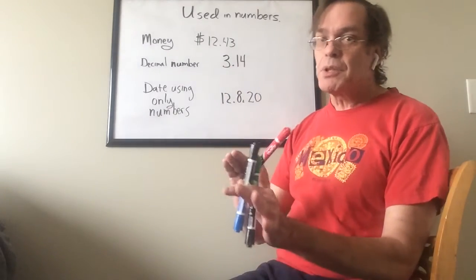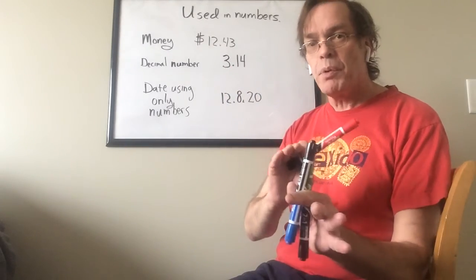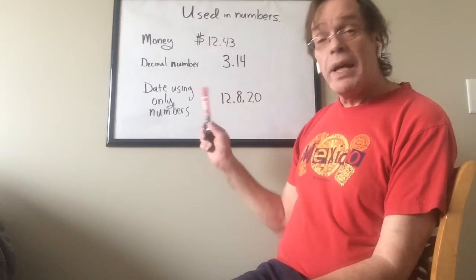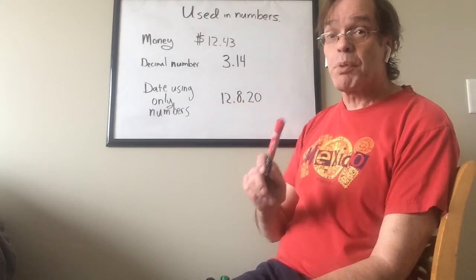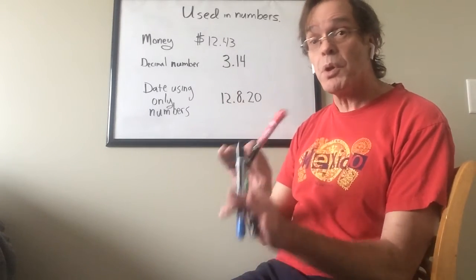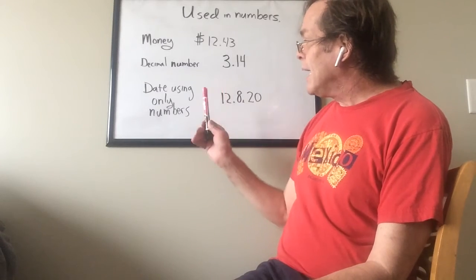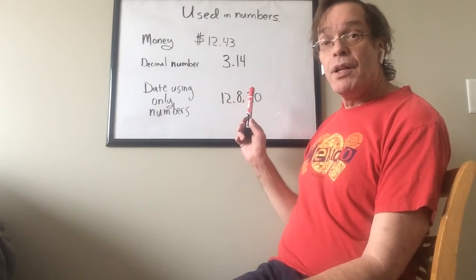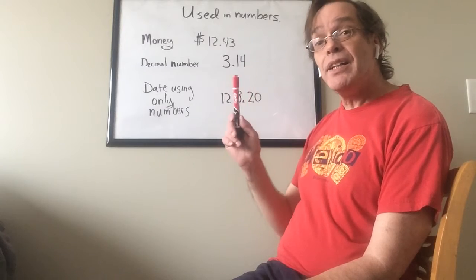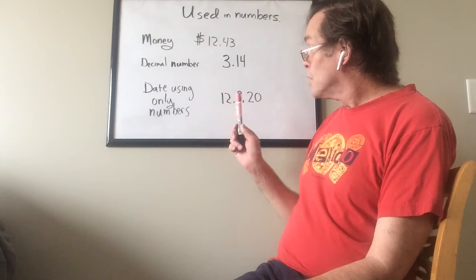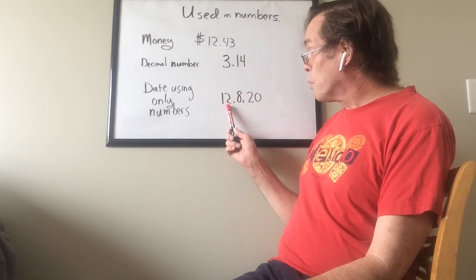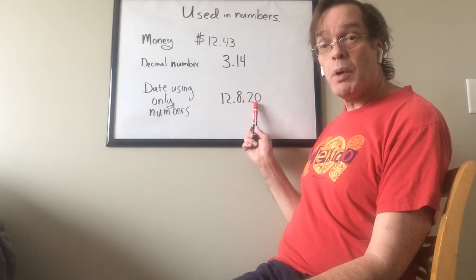Now, something I should have mentioned in the previous segment, you can have dates that are expressed only with numbers. And in that case, the month, the day, and the year are each separate. They're separated by a decimal point, not numbers. I misspoke. It's not a number. So in this case, 12.8.20.